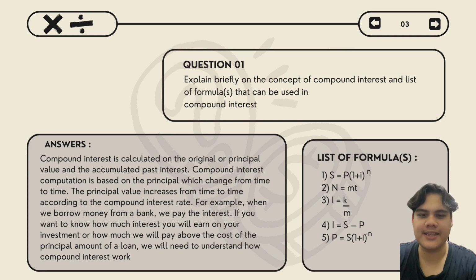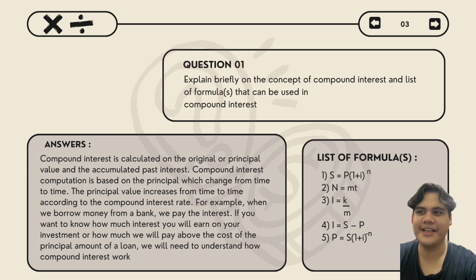What is compound interest? Compound interest is calculated on the original or principal value and the accumulated past interest. Compound interest computation is based on the principal which changes from time to time. The principal value of the compound interest increases from time to time according to the compound interest rate.